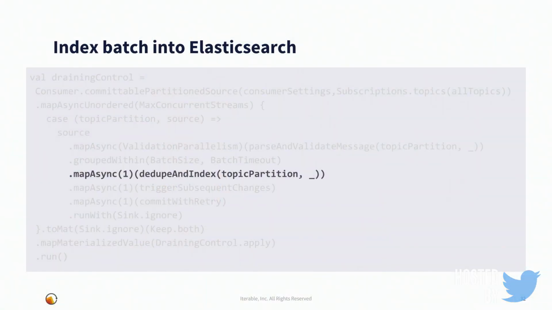So here's how we add that to the stream. All that logic is in this dedupe and index function. It returns a future. And again, we want to do a mapAsync with parallelism 1 so we can maintain the strict ordering here. This is just per partition.